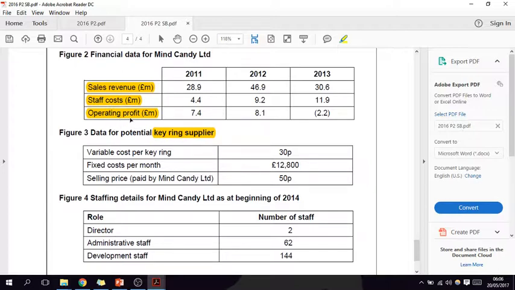Next one, operating profit. Just got to remember what year I had to calculate it for, because there's 3 different years here. But there's my information for operating profit. So straight away I can get on with answering those calculation questions nice and quickly.